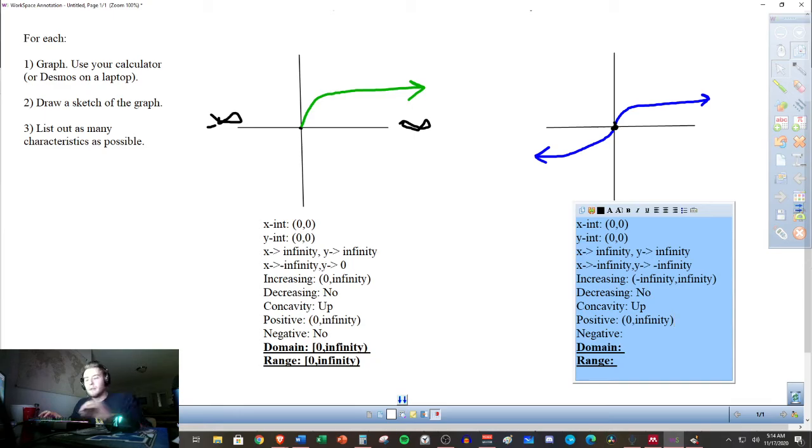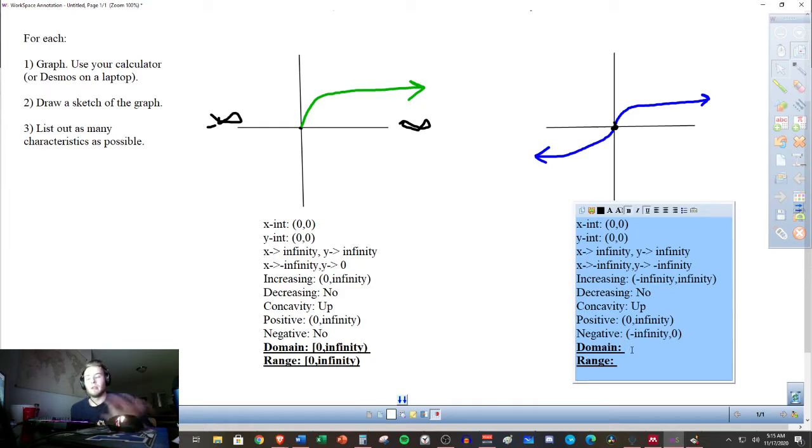What about negative? Well, it's negative over here on this left side. Where's the beginning of that interval? At negative infinity, it's a very large negative number, all the way up until 0, not including 0. That's the interval where the graph is negative.